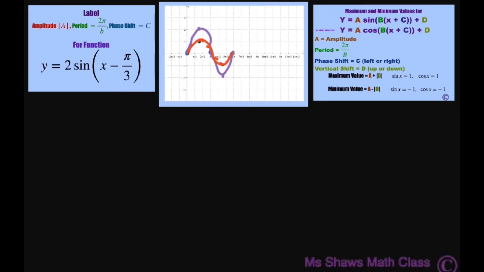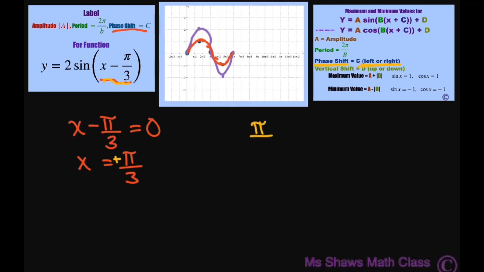The phase shift is just where you take this argument here and set it to 0 and solve for x. So this just means that we're shifting it horizontally. This is like your horizontal shift for many of your other functions, but we're shifting it to the right, so it's always opposite.